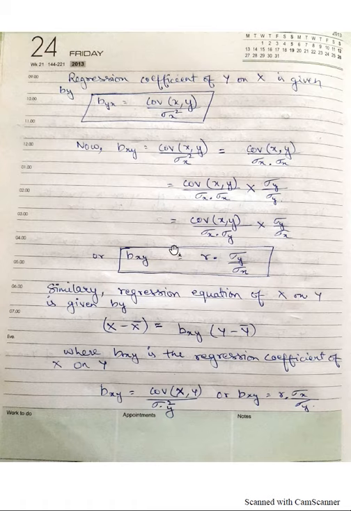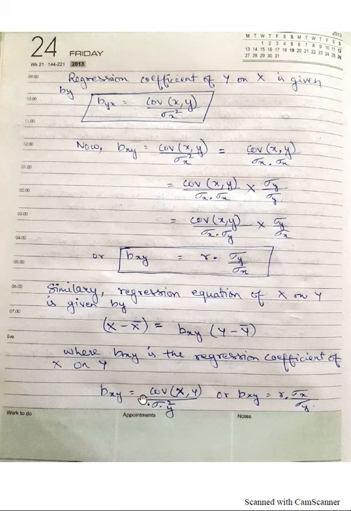this formula here. Similarly, regression equation of x on y is given by x minus x bar is equal to bxy into y minus y bar, where bxy is the coefficient of regression of x on y. So regression coefficient of y on x is given by byx, and regression coefficient of x on y is given by bxy.